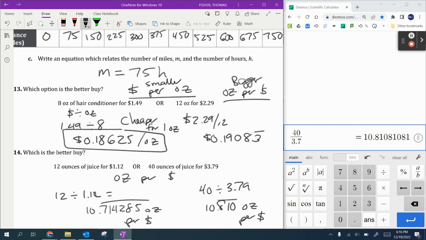So which one's better? The one you get more for your money. So in this case, we want to look at the bigger number here. Oh, I think I missed the number. Hold on a second. I missed a 9 when I typed that in. I was going to say, I think I had the wrong answer. Let's try again.